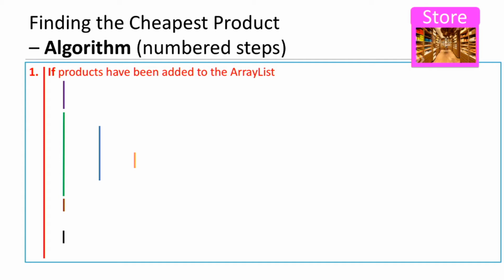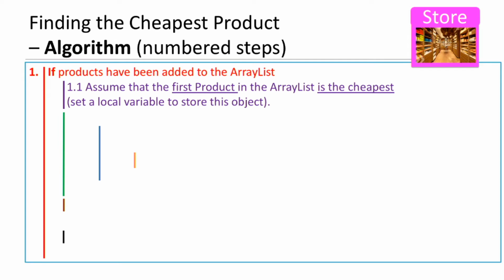So we start off by saying, if products have been added to the array list, in other words, if we have an array list that has products in it, that it's not empty, then 1.1, assume that the first product in the array list is the cheapest. So we're going to set a local variable to store this object.